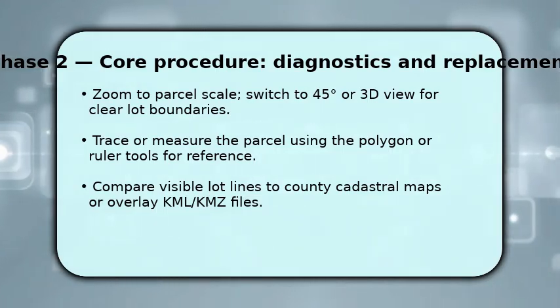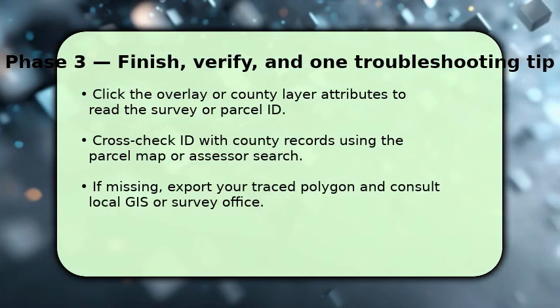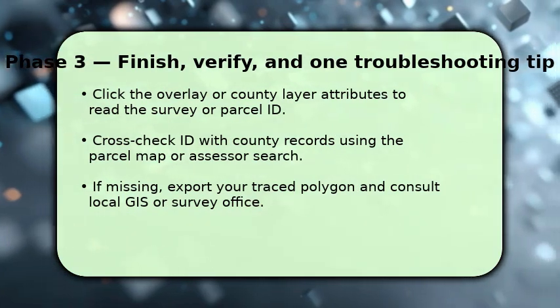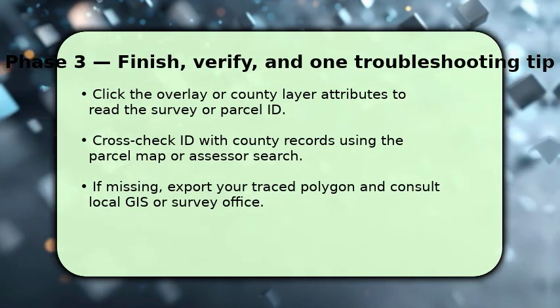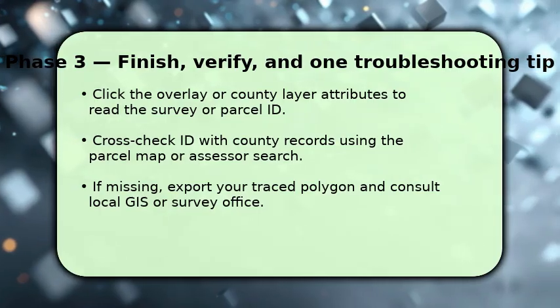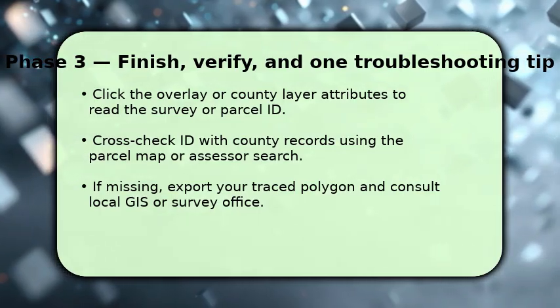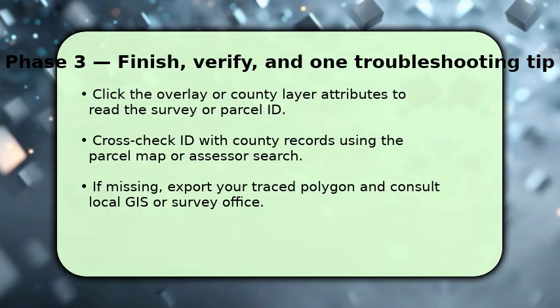Finally, click the parcel or the county overlay item to view its attributes. The survey or parcel number is usually in that metadata field. If that field isn't visible, export your traced polygon as KML and open it in the county GIS viewer or assessor search to cross-check the ID. Make sure to record the exact format. Dashes or leading zeros matter.